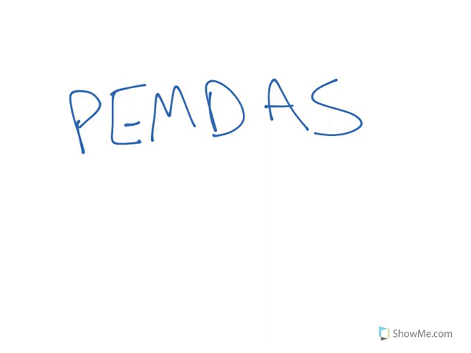This is the usual for simplifying. For solving equations, we can go backwards. So we can do our addition and subtraction first, and as long as you're doing the same thing to both sides, it's still equal. And then multiplication, division, parentheses, exponents. Okay, so let's go ahead.